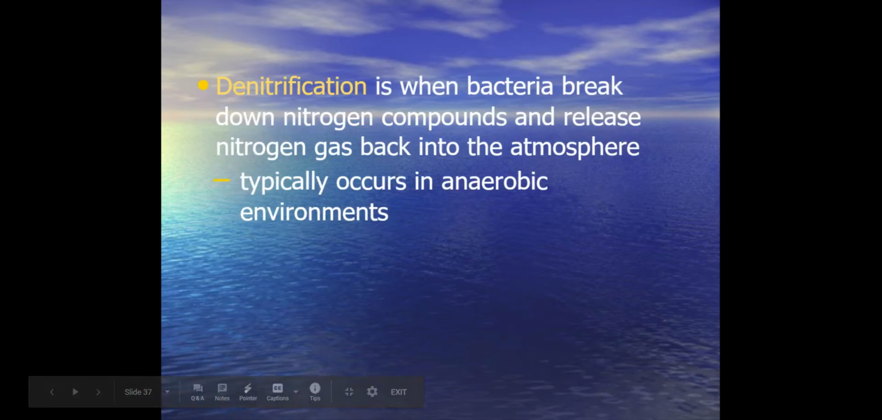Denitrification is when we have bacteria that break down nitrogen compounds and release nitrogen gas back to the atmosphere. This is where we have anaerobic environments, so where there's a lack of oxygen, you'll be able to see this one happening.